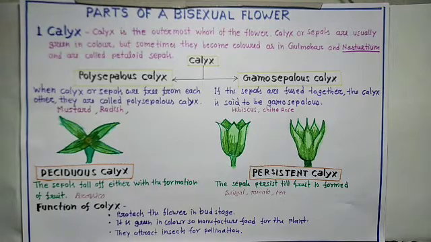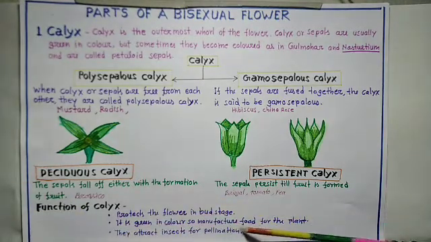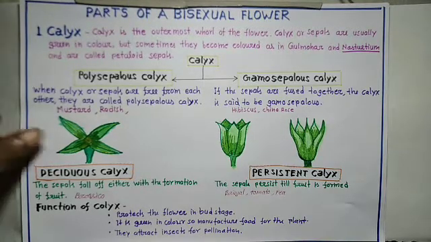Yes. Function of calyx. It protects the flower in bud stage. Second, it is green in color, so it manufactures food for the plant. Also, they attract insects for pollination.